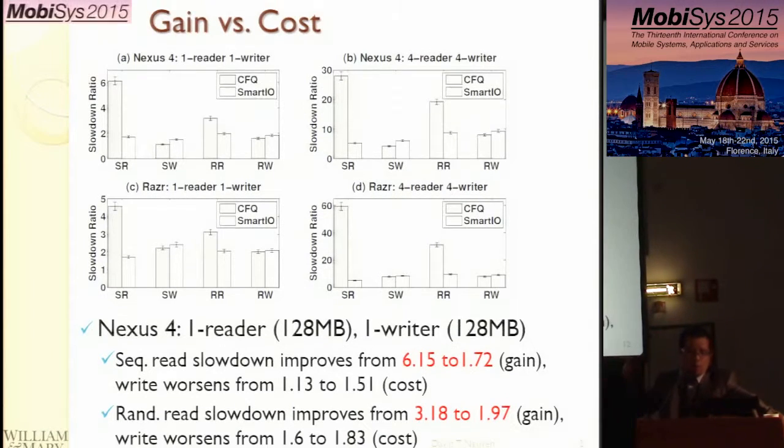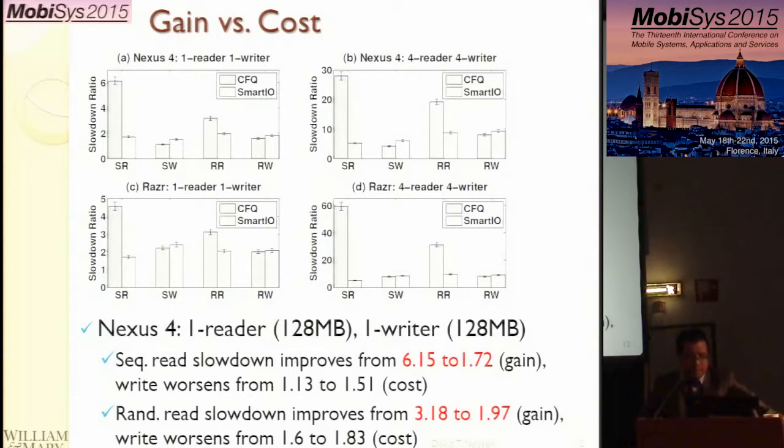When we issue one reader and one writer, 128 megabytes, what you see in the sequential read, that's the first slope of the first subfigure, is that the sequential read SR slowdown improves from roughly 6.15 to 1.72. Well, how about the write? Sequential write, that's the next two slopes, SW. You see that we actually have the write worsening a little bit from 1.13 to 1.51. So that's the cost. That's where the cost comes.